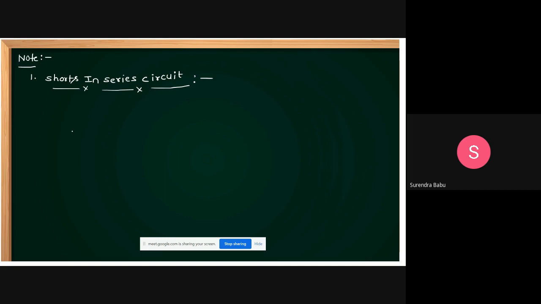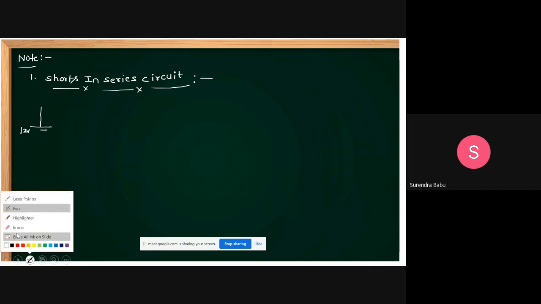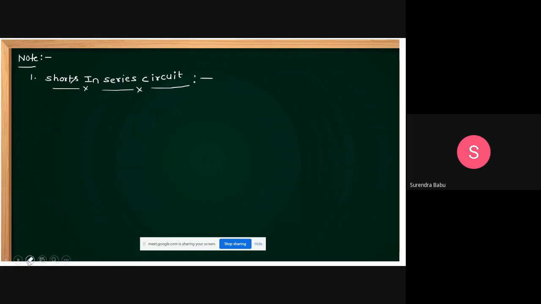See, for example, let's consider this is a battery. Let this be a 12 volts battery, friends. The resistances are like this: 1 ohm, 2 ohm, 3 ohm. This is 1 ohm, this is 2 ohms, this is 3 ohms.